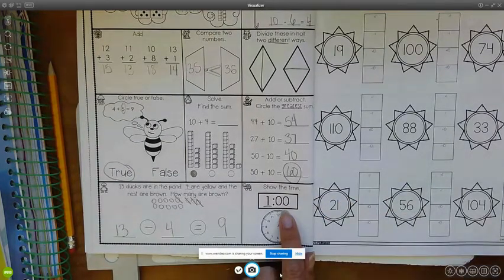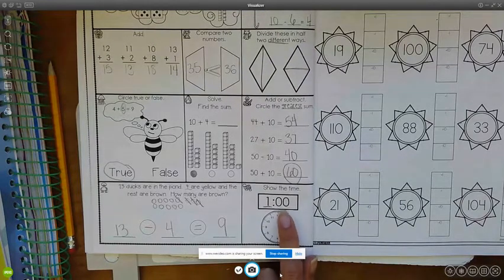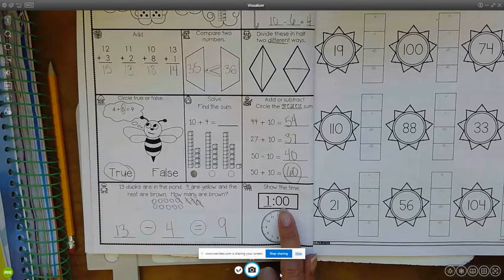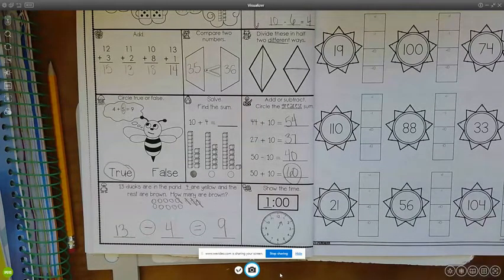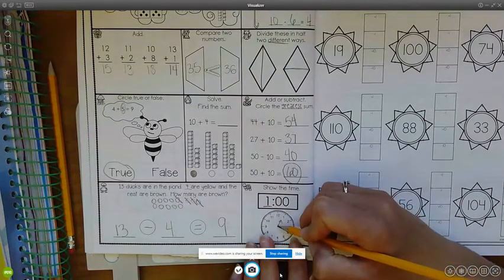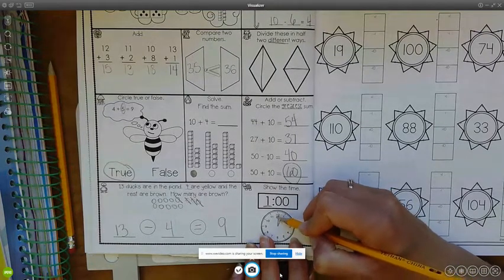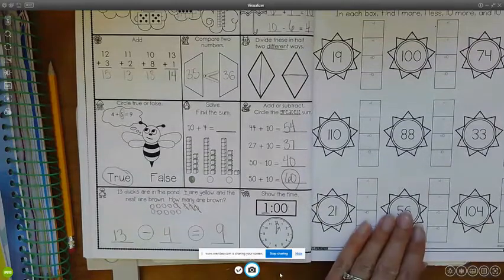Now, minute hands long. Remember, I know that when I am pointing to the top of the clock or the 12, that 0 minutes have gone by. And when I'm pointing to the bottom of the clock or the 6, 30 minutes have gone by. How many minutes have gone by? 0 minutes. So my long hand, my minute hands long, is going to point to the 12 for 0 minutes have gone by.